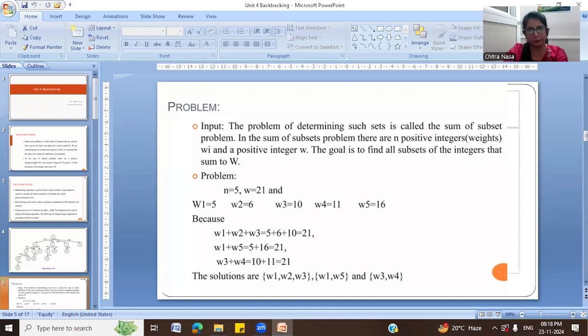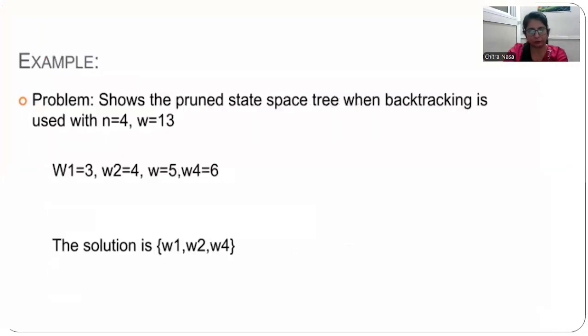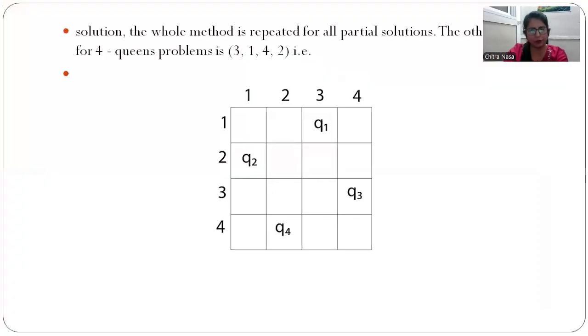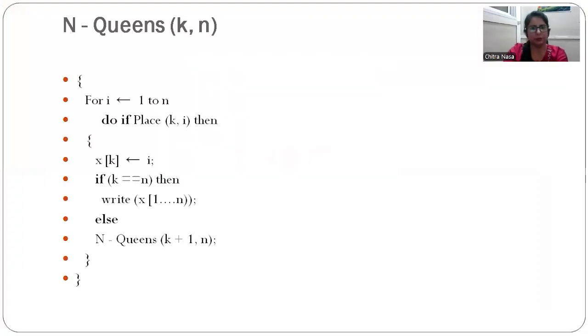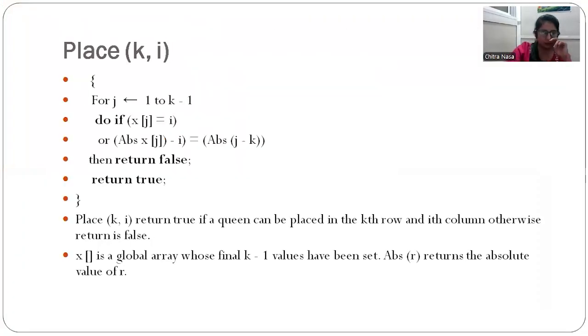Let's see the help also. This is a topic we have already covered, right? So this is the algorithm of place queen. How to place the queen: checking the absolute condition, like if j minus i equals j minus k, it means that they are coming in the same diagonal. They are crossing each other. It will return false. Otherwise, it will return true.